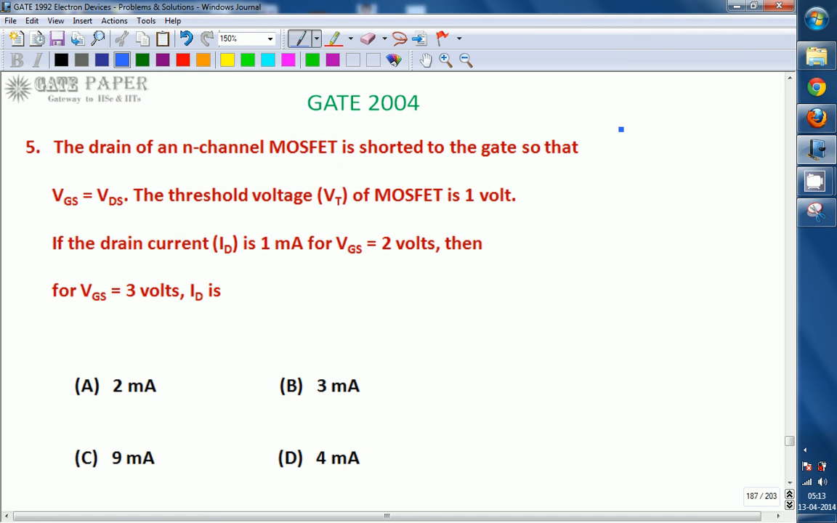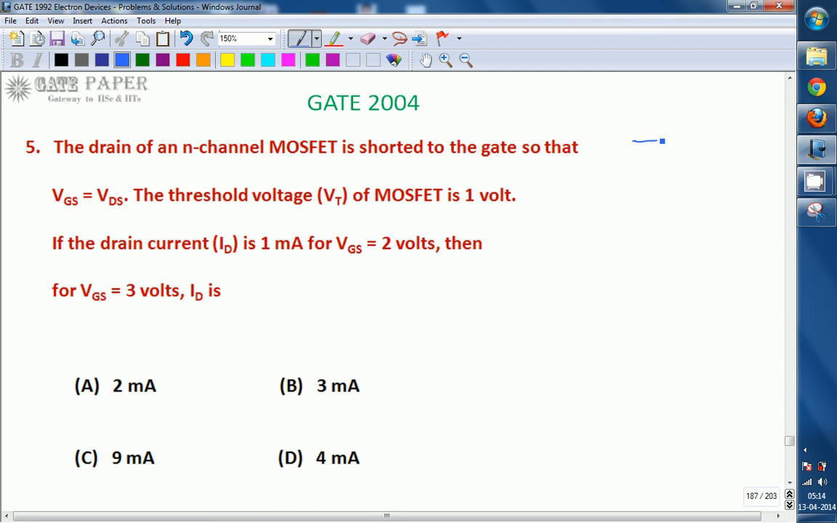If the drain current is 1 milliampere for VGS of 2 volts, then for VGS of 3 volts, what will be the drain current? We are going to calculate the drain current if VGS is increased from 2 to 3 volts. It is not indicated whether the MOSFET is in saturation region, linear mode, or cutoff mode. What was given is only that drain and gate are shorted.